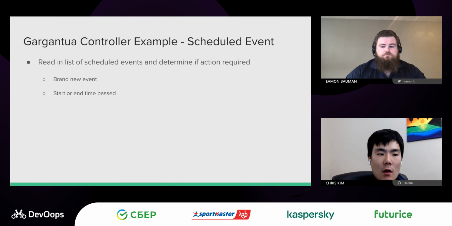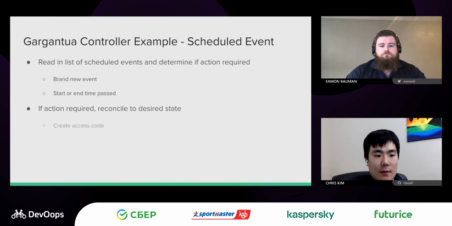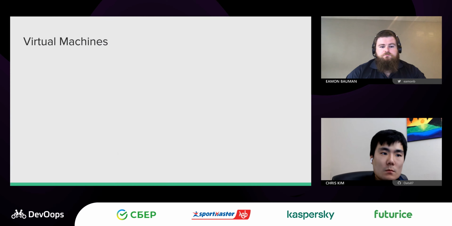When that new event is created, the Gargantua controller will see it. It will add it to the queue because the object itself has changed, and it does a no-op. It doesn't really do any actions on that event. If a start or end time is passed, we know we need to do things. If an action is required, we can reconcile to the desired state. This means we can create the access code that we talked about earlier, which is what allows users to get access to the various scenarios or courses. We can create our virtual machine set, so we can pre-provision our virtual machines when the event is ready to start. And that, in turn, is going to trigger our virtual machine provisioning.